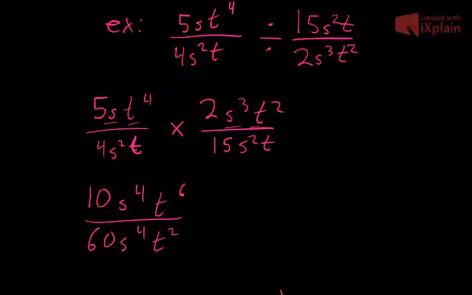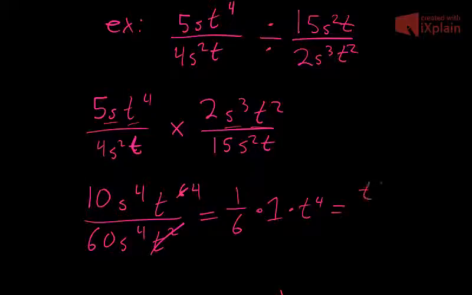And I can simplify this. 10 over 60 is 1 over 6. s to the 4 over s to the 4 is just 1. And t to the 6 over t squared, the smaller one goes away, and this is going to become t to the fourth. So that is going to be t to the fourth over 6, and just like that, I'm done with that problem. We're going to try one that's a little bit more interesting, and then we'll be good to go.